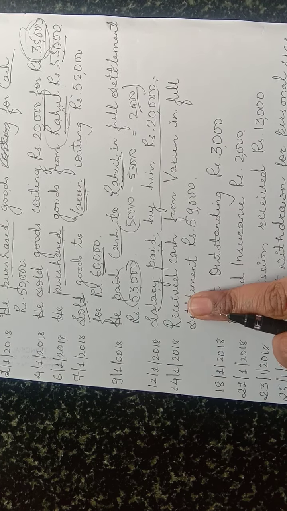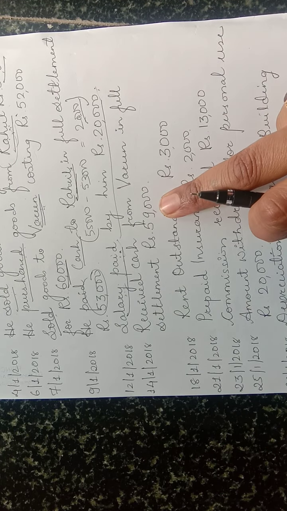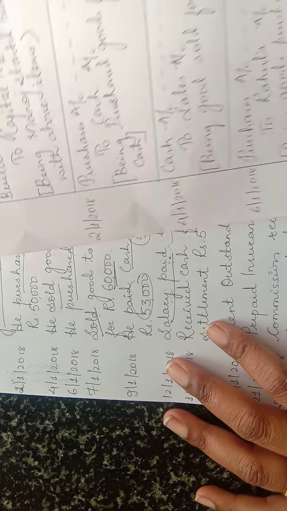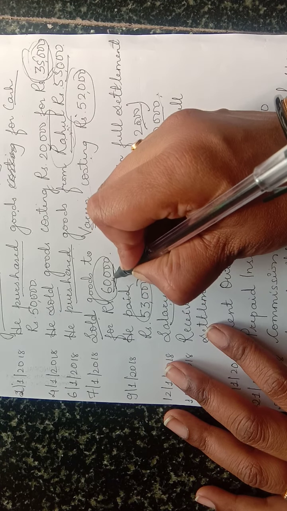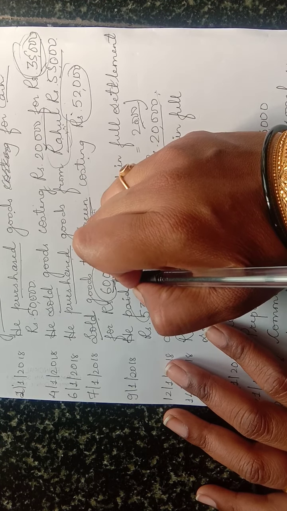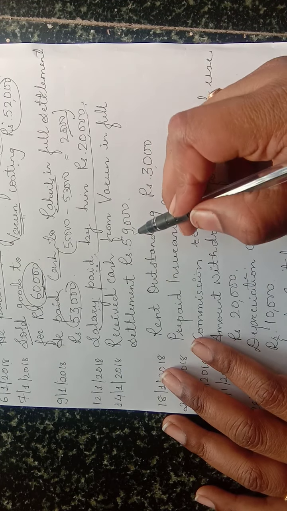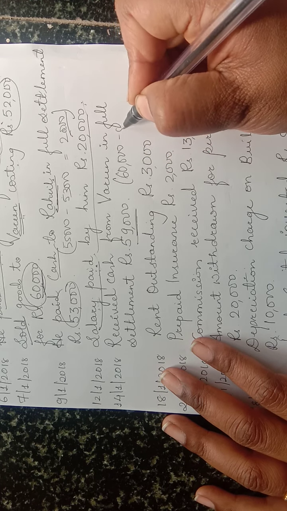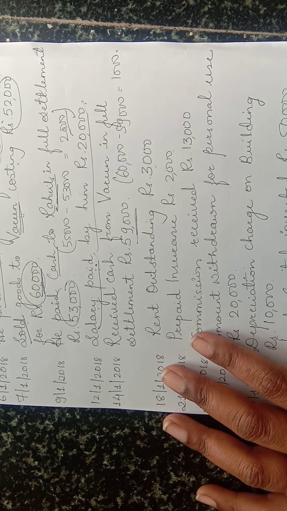After 12th date, 14th date. See here. Received cash from Varun in full settlement of 59,000. Now we are receiving. Earlier we had sold goods to Varun, and that time Varun's account was debited 60,000. So total sale made is 60,000, meaning Varun has to pay us 60,000. But how much is he actually paying? He is paying 59,000. Total he has to pay 60,000, but he has paid 59,000. It means 1,000 he has paid less.